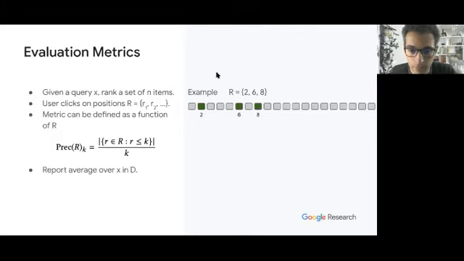For example, if these are the items presented to the user, and the user clicks on the items highlighted in green, then the set of ranks would be 2, 6, and 8. Now, most common metrics can be defined as a function of this capital R. For example, precision at k is given by this expression, and this corresponds to the number of relevant items ranked in the top k divided by k. Now, this defines a metric for a given query X, and then the metric is averaged over X in some dataset.